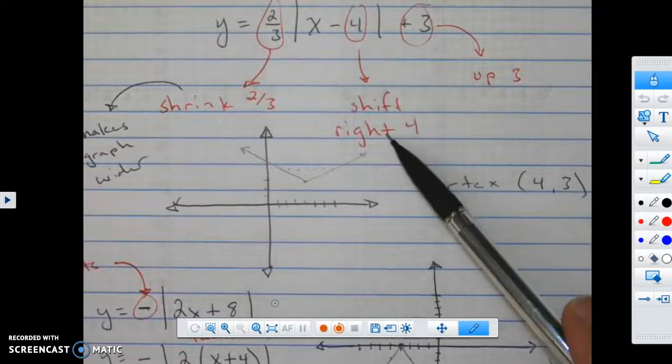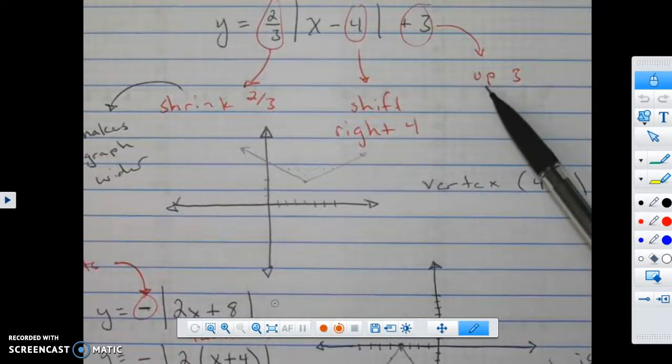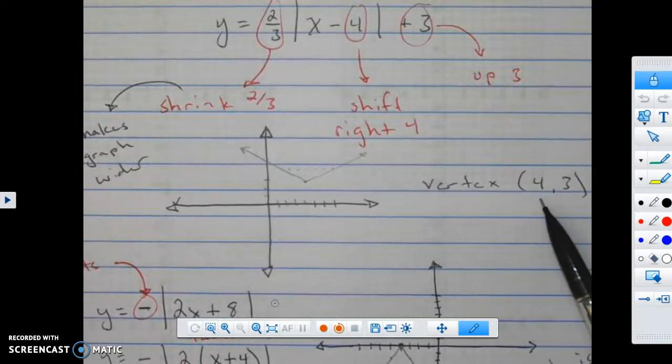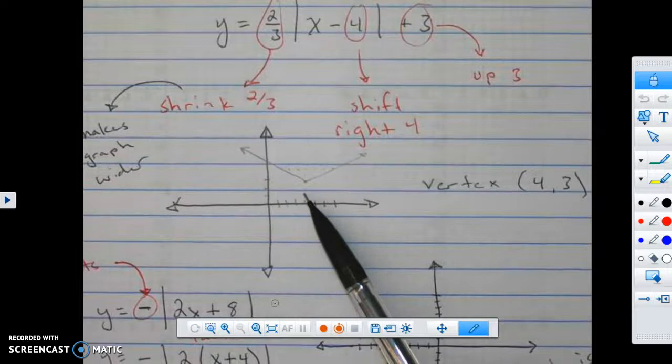h is 4, so we have a shift to the right 4, and k is 3, so it moves the graph up 3. And our vertex is always (h, k). So h is 4, k is 3, so our vertex is at (4, 3). So 1, 2, 3, 4, up 1, 2, 3. So there's our vertex. a was positive, so we know it opens up.